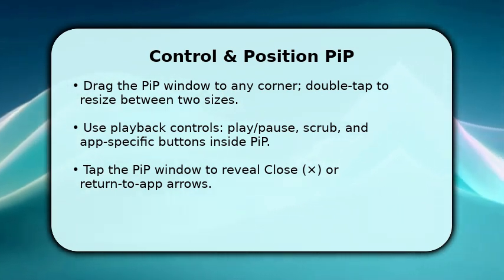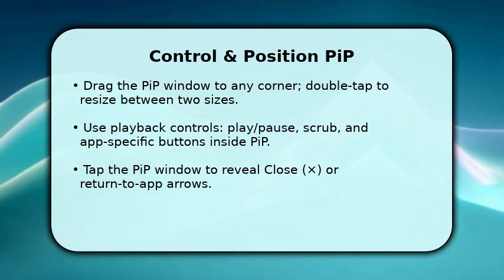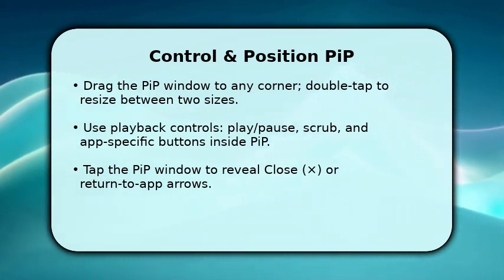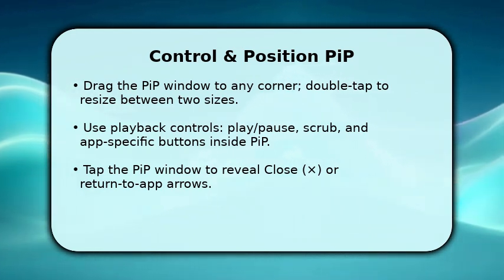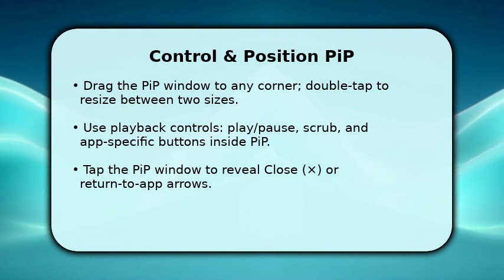When you tap the mini player, playback controls and a Return to App button appear. Use those to scrub, pause, or go back to the original app. This keeps essential controls accessible while you multitask across other apps.